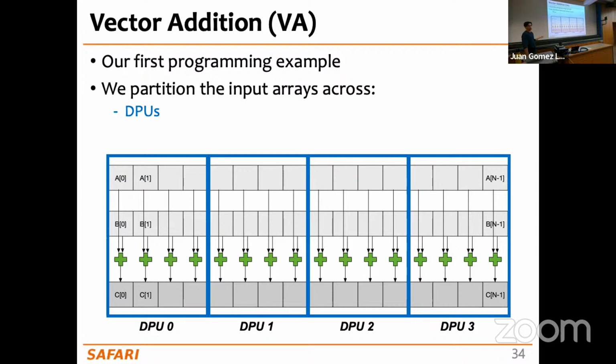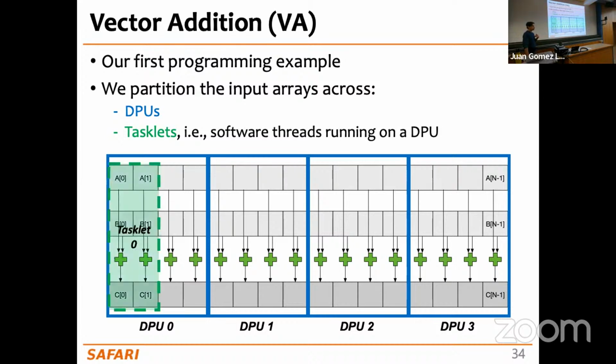Here in our example, we are using 4 DPUs. And then inside each of the DPUs, we have software threads that are running. The DPUs, as you will see, are a multi-threaded processor. They can run up to 24 threads, and they are there to fill the pipeline with their instructions and operate on part of the data that was assigned to the corresponding DPU. So, for example, thread 0 works on calculating these two elements, and thread 1 works on calculating these two elements.